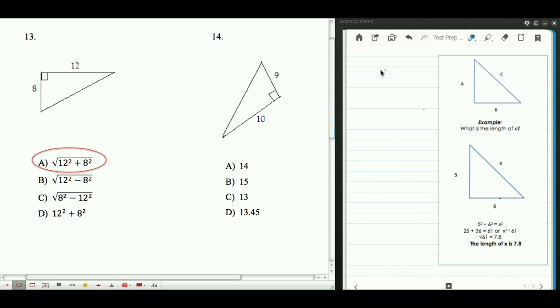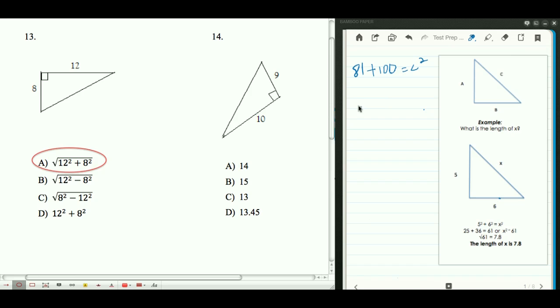All right, for 14, let's see. We have a squared plus b squared, and now the answers look pretty similar to when we solve it. So 9 squared gives us 81, plus 10 squared gives us 100, and that's equal to c squared, because we don't know what that is.